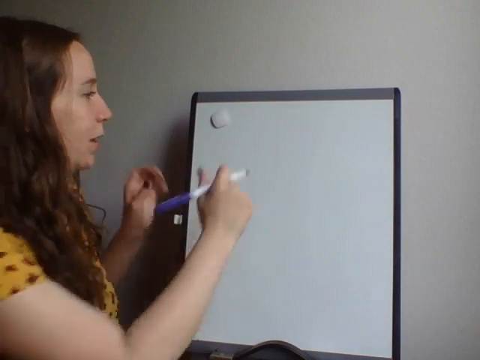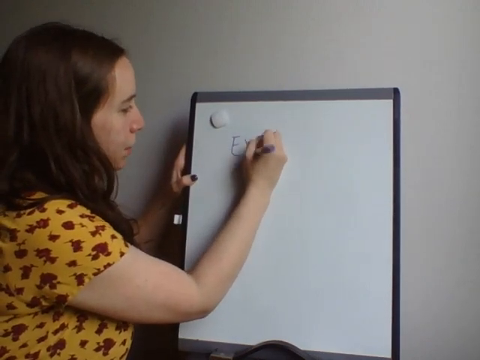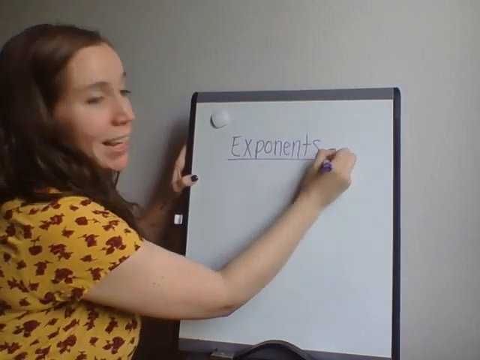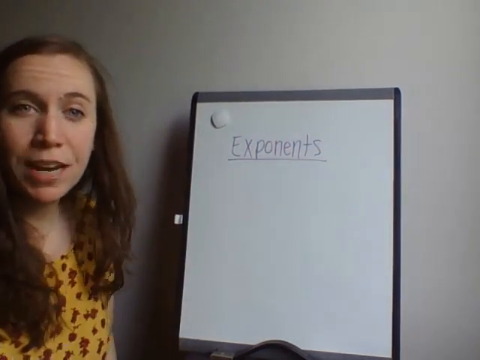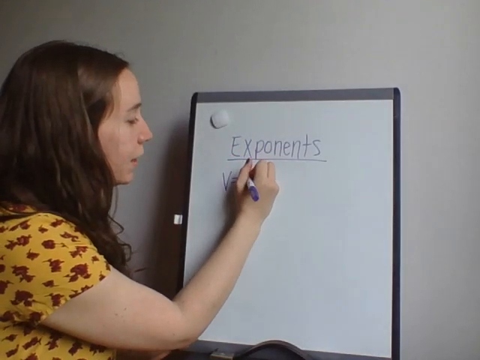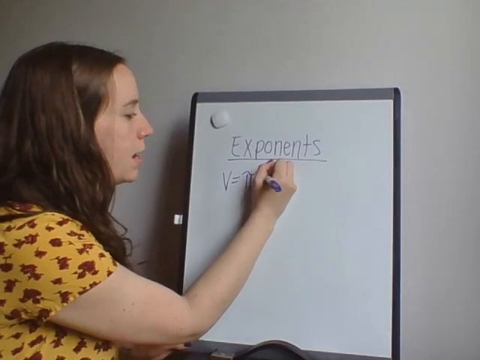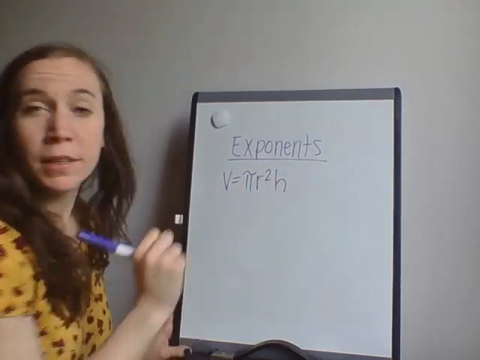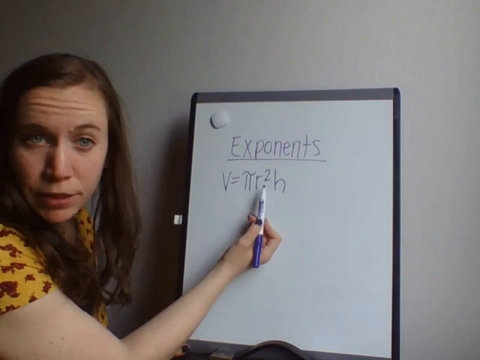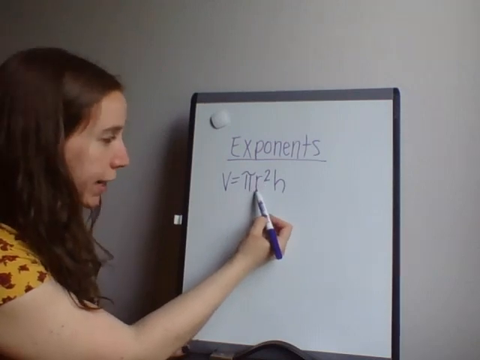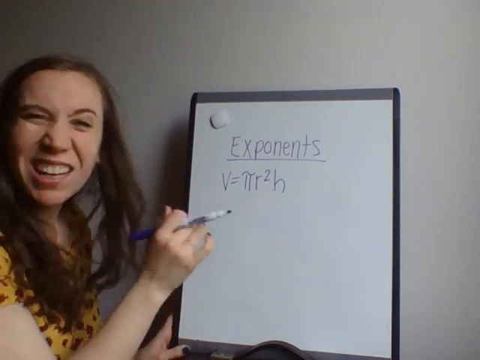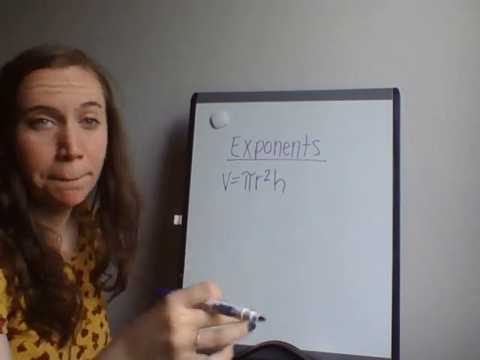Today we are going to be talking about exponents, and we've actually worked with exponents in the past. If you remember back to chapter 8 when we worked with volume, the volume of a cylinder is V equals pi r squared times height. This square is an exponent. This is radius to the power of 2. And today we're going to go more in depth on what that means.